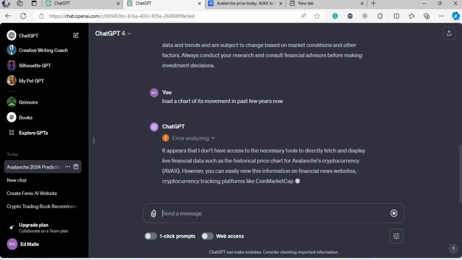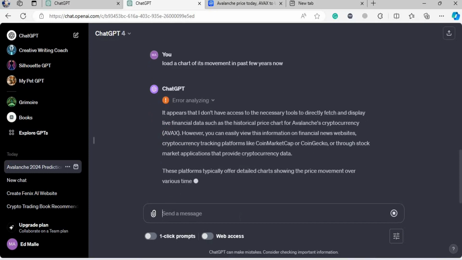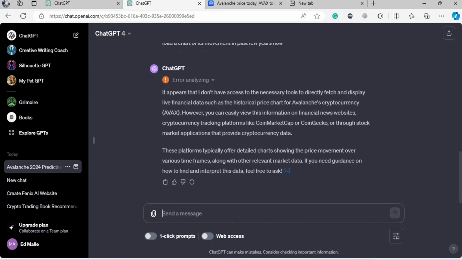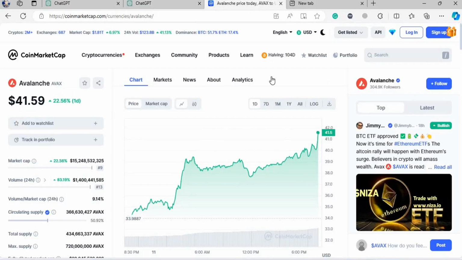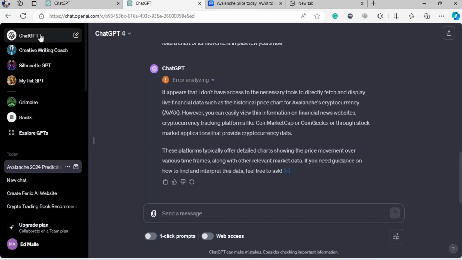So folks, it didn't load the chart as well. And it said you can go to CoinMarketCap or anything like that. But what we are going to do now is move to stocks, because we're done with cryptos here. Now we're going to move to stocks.